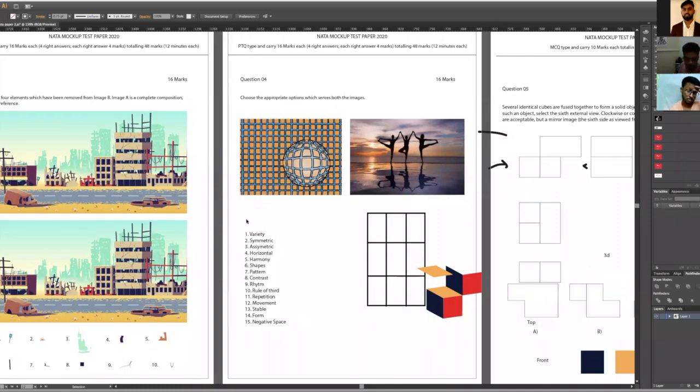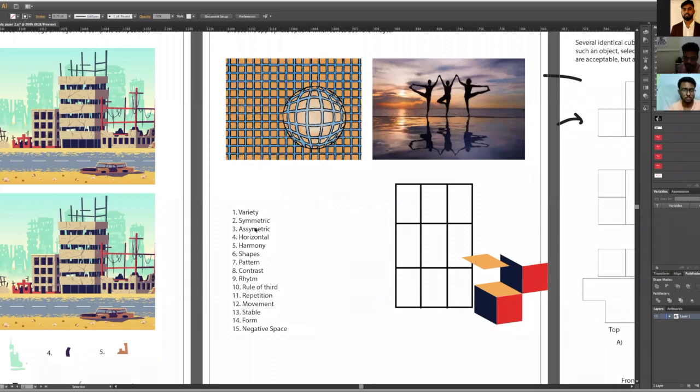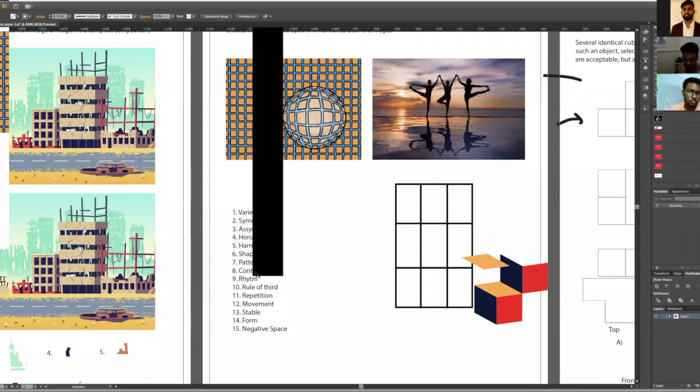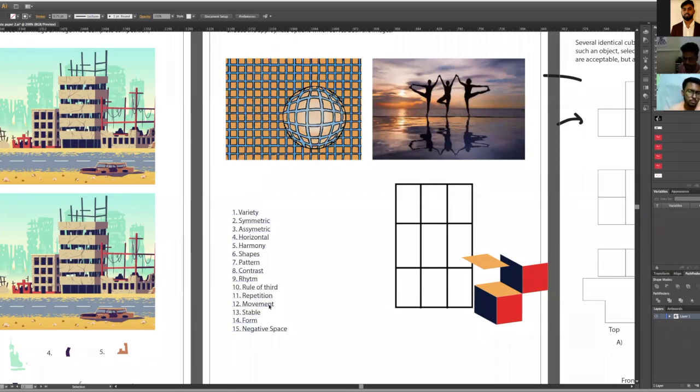Variety no, symmetric no, asymmetric no, horizontal yes, harmony yes, shapes yes, pattern no, contrast yes, rhythm no, rule of thirds no, repetition no, movement no, stable no, form yes, and negative space is also yes. So here we have 6 answers, but if you have answered any 4 of them, then it will be correct and you will get the marks for this.